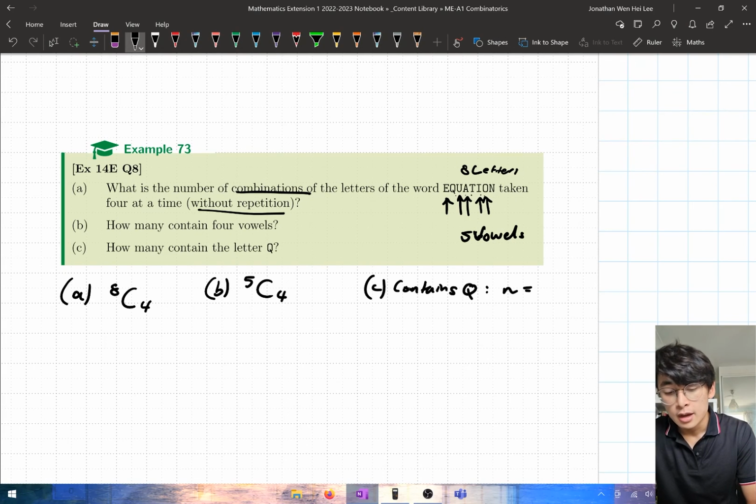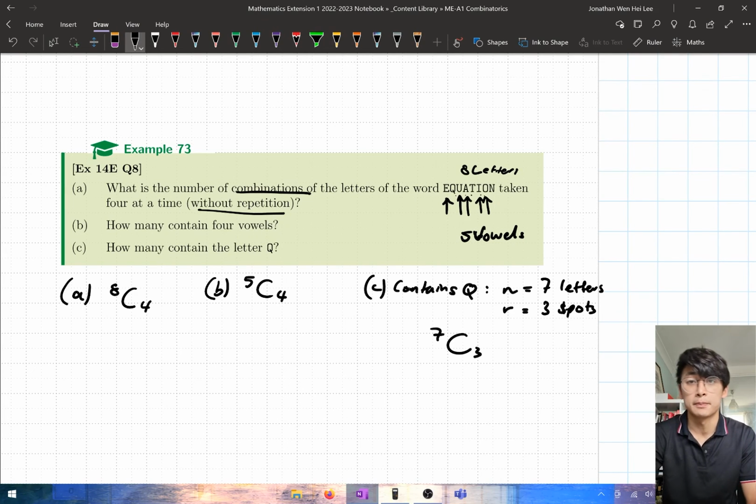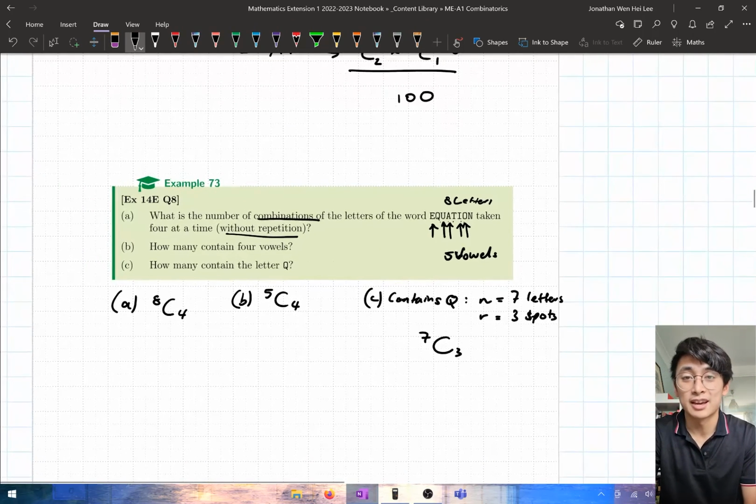So N, originally there were 8 letters. If I've selected Q, that means that there are 7 letters remaining. Now, I'm once again making a selection of 4 letters. If I've selected Q, how many letters am I choosing? Well, in this case, I've already selected 1, so there's only 3 spots remaining. And so for this example, we've got 7 choose 3. And that's how we select this particular case.